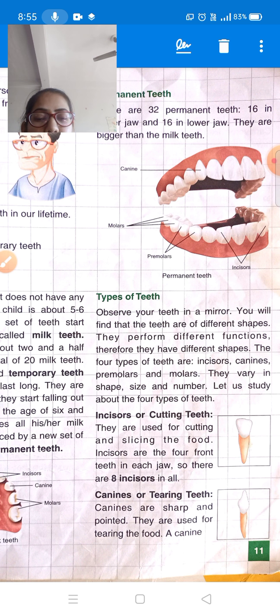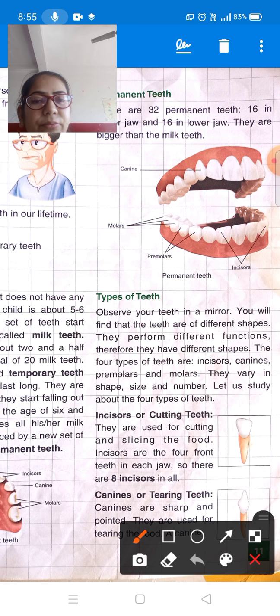They are used for cutting and slicing the food. Incisors are the 4 front teeth in each jaw, so there are 8 incisors in all. Students, you can see these teeth: first, second, third and fourth. Okay, these four teeth at the front are called incisors.